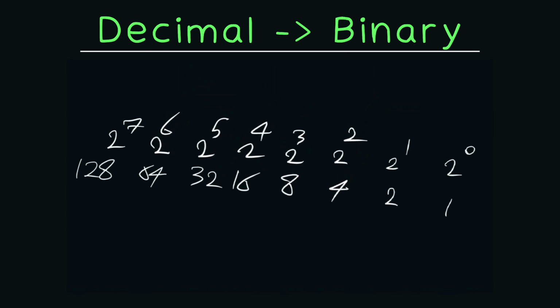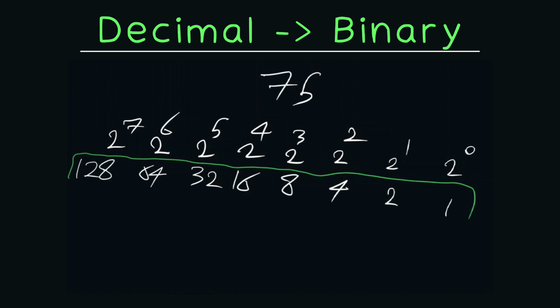the number 75. Okay, 75. What is the biggest number from this group that we can have and contain in this 75? It's going to be 64. Remember, in binary, it's either 0 or 1. You either have that number or you don't have it. Okay, 64. Now let's do 75 take away 64.